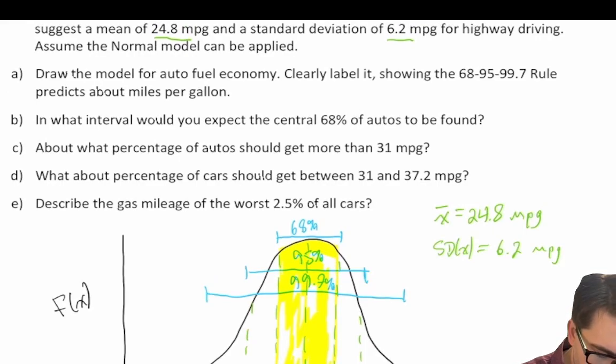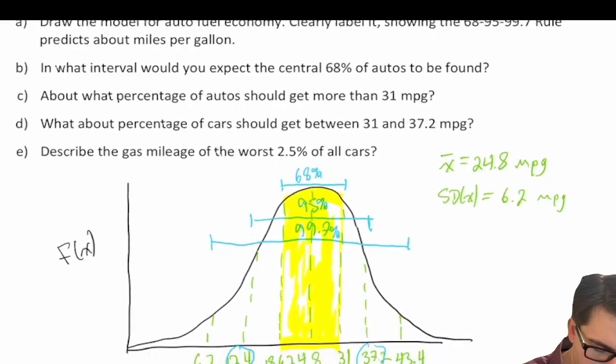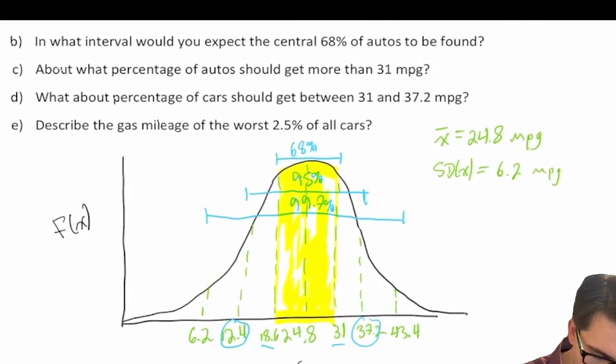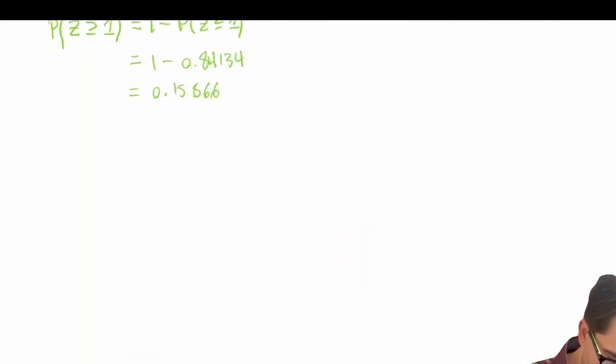In question D, what percentage of cars should get between 31 and 37.2 miles per gallon? Well, there's a long way and a short way to do this. In this case, we can break it down. We can remember here that, we'll just draw it back out down here. This is D.